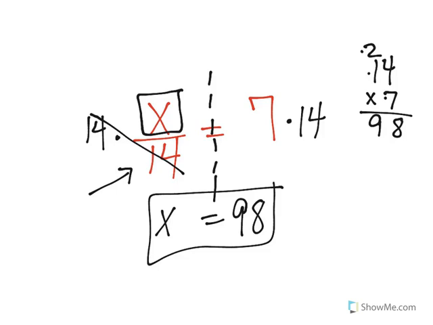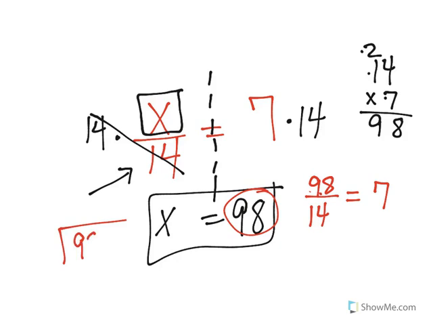But before I stay there satisfied, I'm going to rewrite the problem. x divided by 14 equals 7. But instead of the x, I'm going to go ahead and get rid of the x, because now I know what x is. Okay, x is equal to 98. So I'm going to put 98 divided by 14 equals 7. Well, I'm going to show my work, make sure that this makes sense.